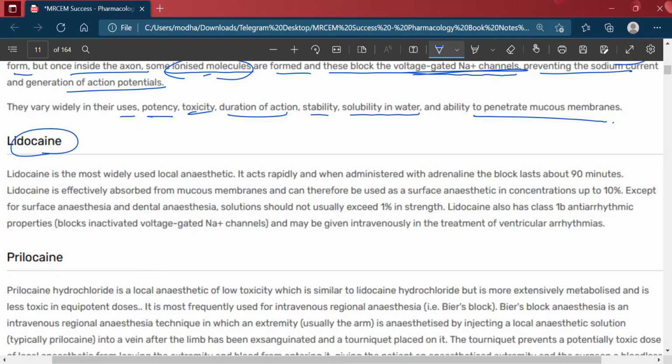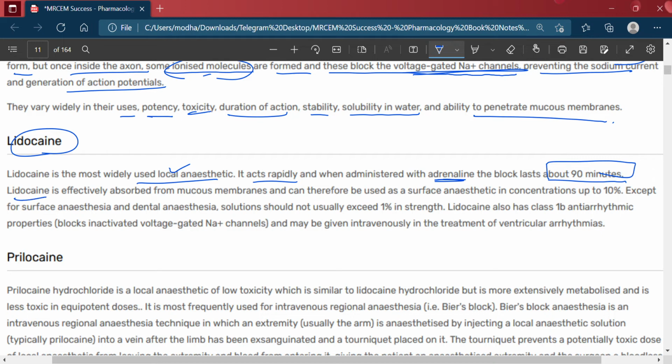Lidocaine is the most widely used local anesthetic. It acts rapidly, and when administered with adrenaline, the block lasts about 90 minutes.